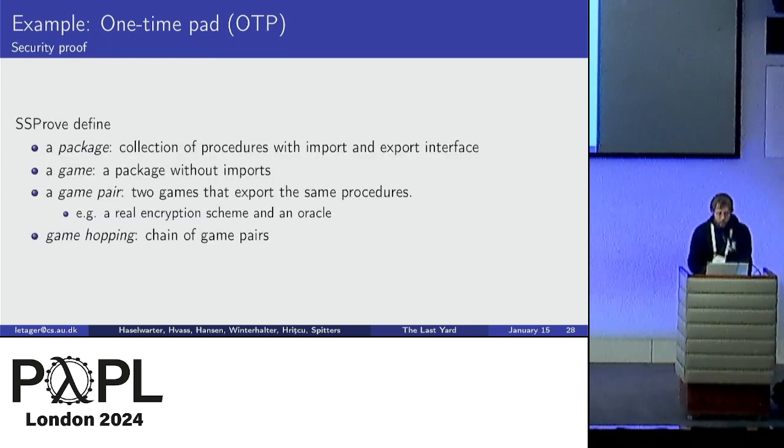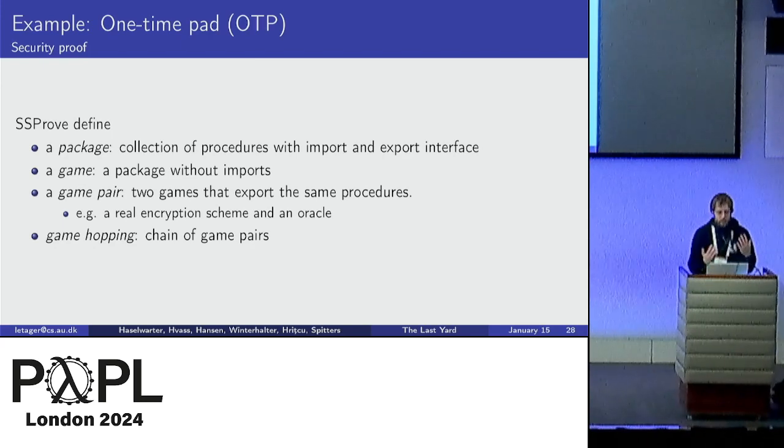Now for some security properties, we first want to define a couple of definitions. So in SSProof, we define a package as a collection of procedures with import and export interfaces. A game is then a package without any imports, so you can actually run all the exports. A game pair is then two games with the same exports, so you can look at whether these two are equal. The idea is then if you can show, for example, the equality between a real encryption scheme and an oracle, then you can say that you can swap one for the other.